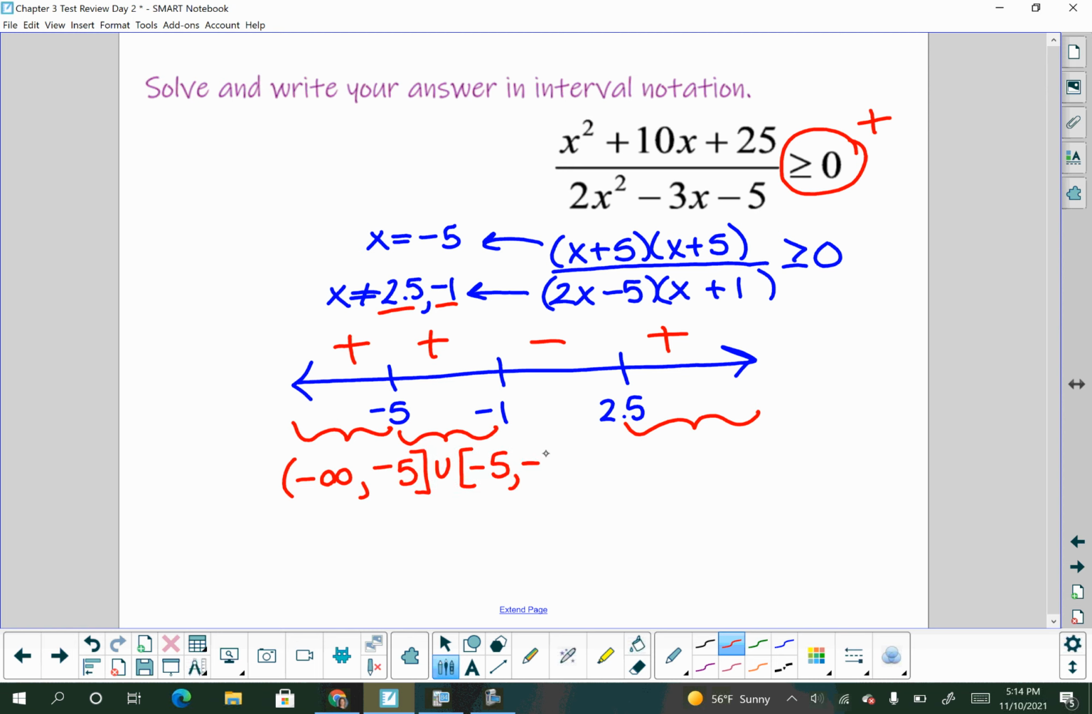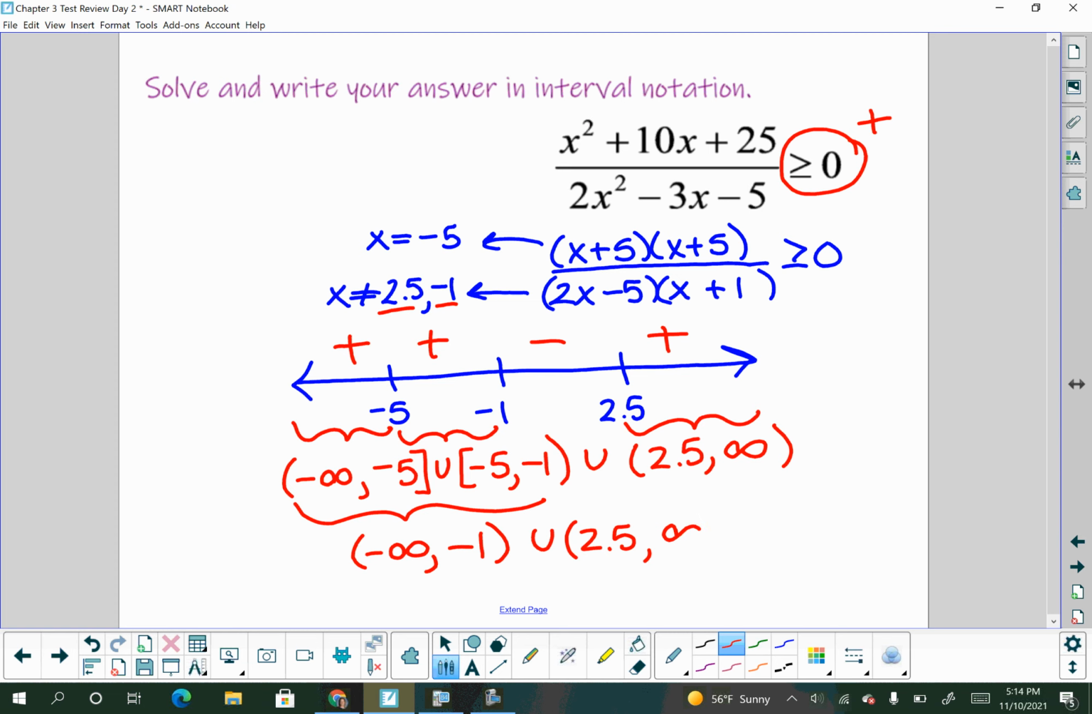Negative 5 to negative 1. Negative 1 is a domain restriction, so it has a parenthesis. And 2.5 with a parenthesis, because it's a domain restriction, to infinity. Now, a way you could also condense this a little bit more: because 5 has a bracket, meaning we're allowed to equal 5, you can also just say negative infinity to negative 1. You don't have to write this as two separate intervals, although it's not wrong if you write it like that. And then again, 2.5 to infinity. So that would be our final answer.